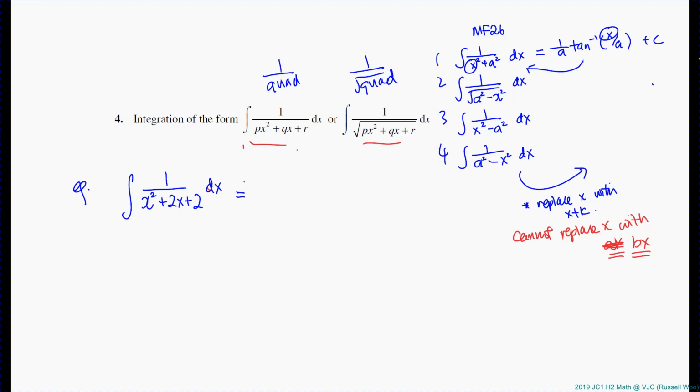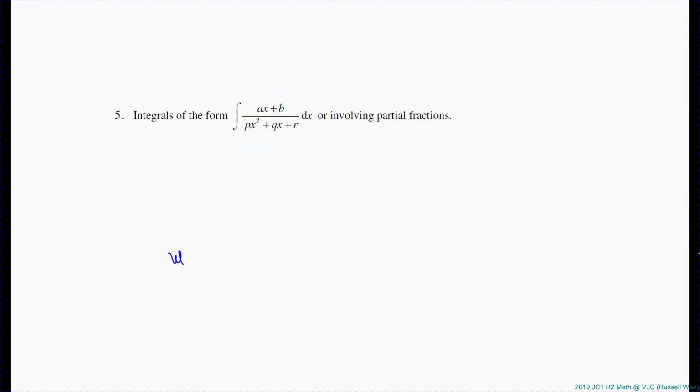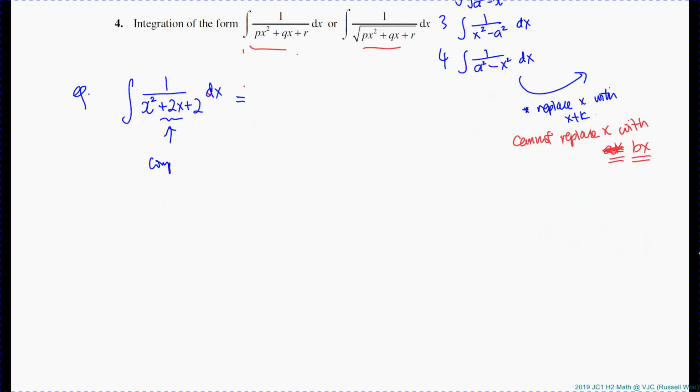It looks like form 1, but here you have a plus 2x. This is given. The keyword here is you must complete the square. So after completing the square, by hook or by crook, you do it. If you want to go through, you get this.